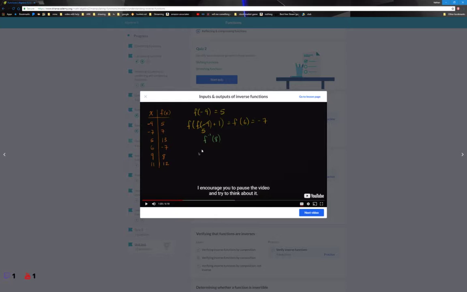So we want to find the f inverse of 8. Well, we could work through all of this, like how we found f inverse of 9 equals 5.